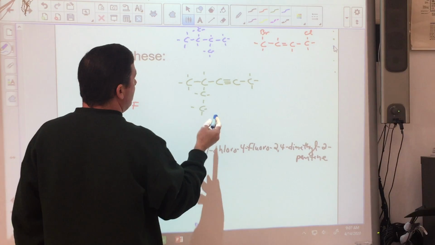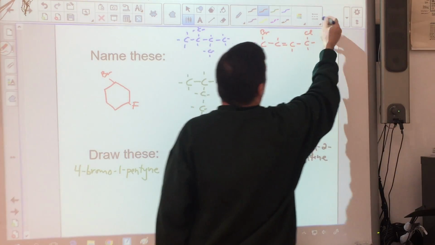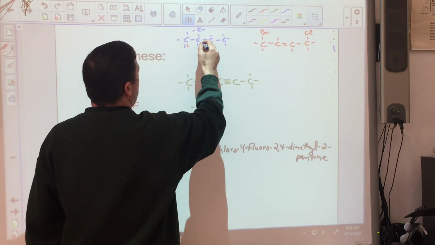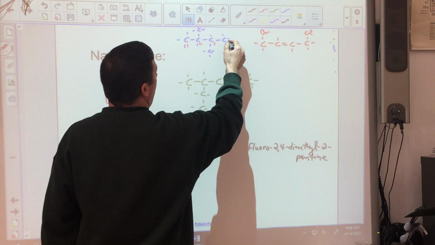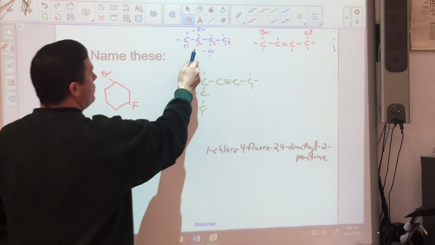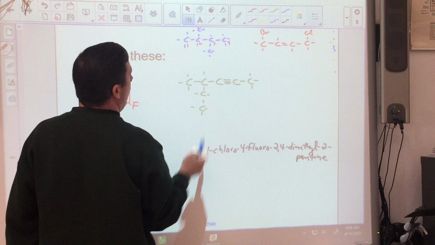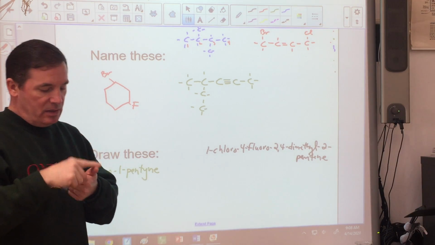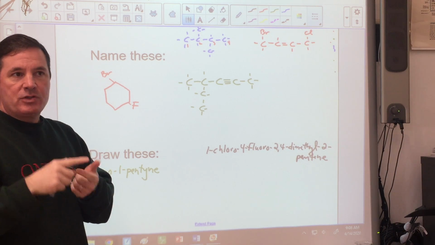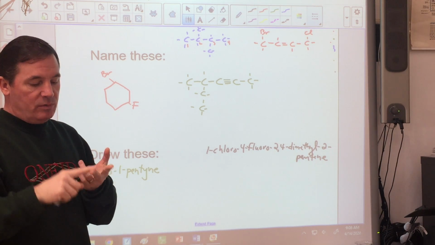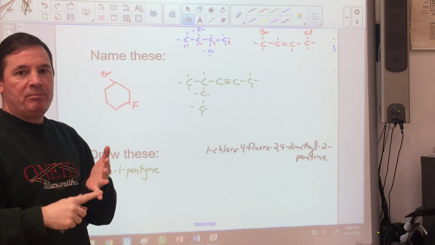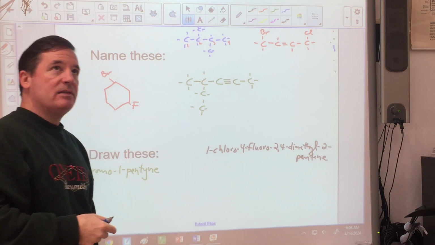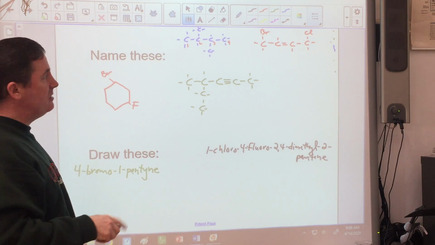Then I'm going to start on the left. So I'm going to number this 1, 2, 3, 4. So in this case, I've got 4 for my long chain, so that's bute. Remember your numbers. Meth is 1, eth is 2, prop is 3, bute is 4, pent is 5, hex is 6, hept is 7, oct is 8, non is 9, dec is 10.